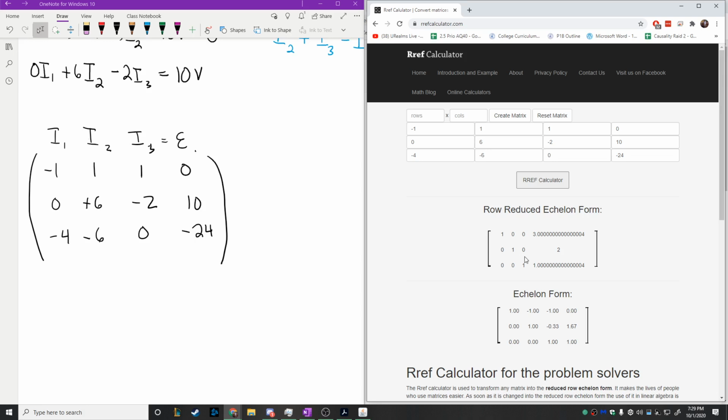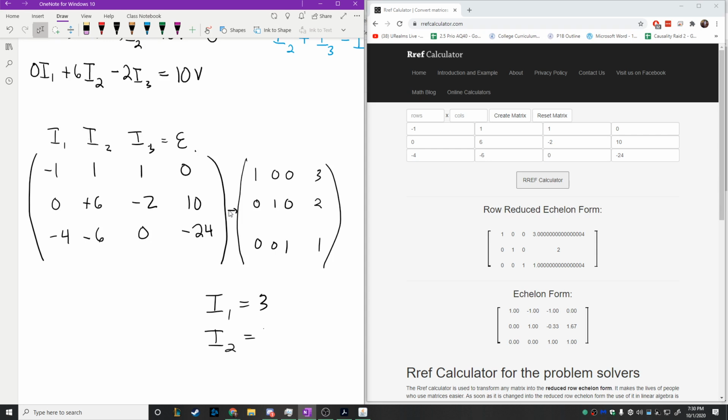So when we put this into the calculator, what it spit out is your answer, and if it worked out right, it's always going to look like a diagonal identity matrix right here, and then the answers are going to show up here: 3, 2, 1. Since this was I1, it says I1 is equal to 3, I2 is equal to 2, and I3 is equal to 1. And they're all amps. And that should be what we got before.